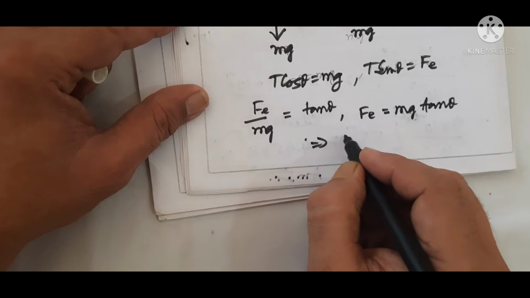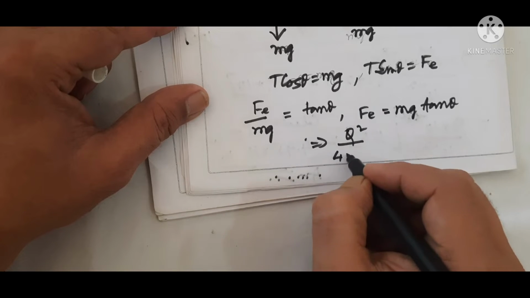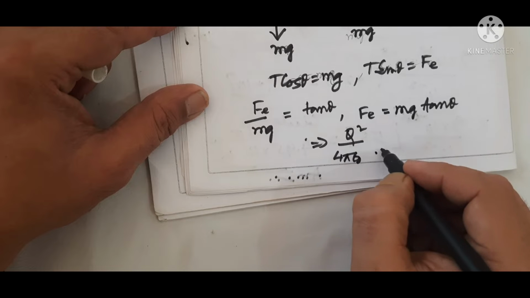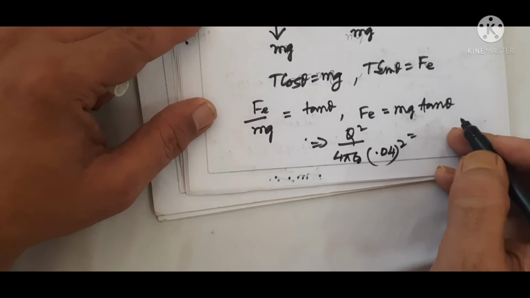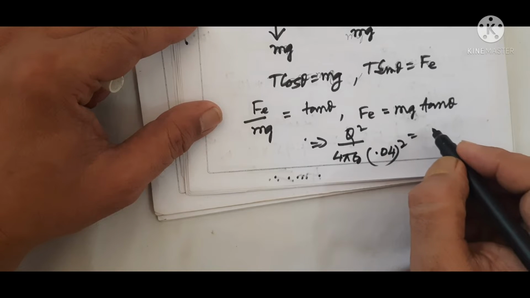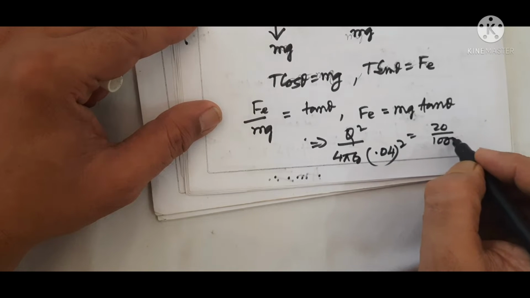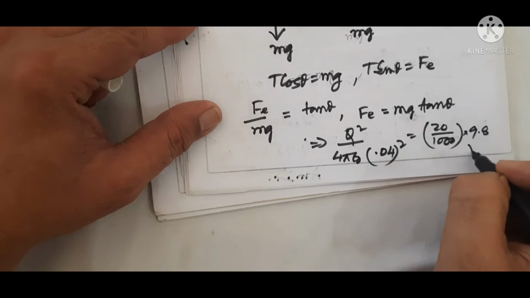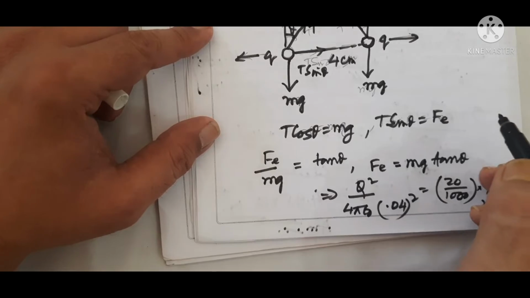And Fe, same charges, is q square by 4 pi epsilon naught into 4 centimeter, that is 0.04, whole square, is equal to the mass of each sphere, 20 gram, 20 by 1000, into g, 9.8, into tan theta. How will you find out the tan theta?